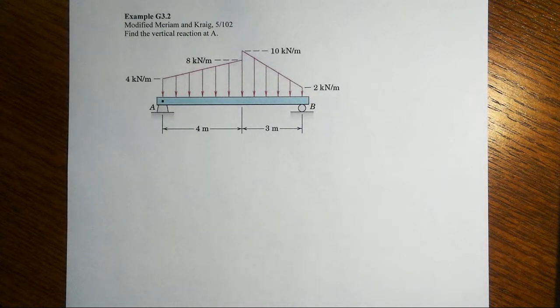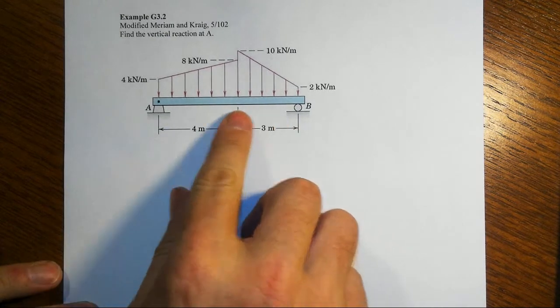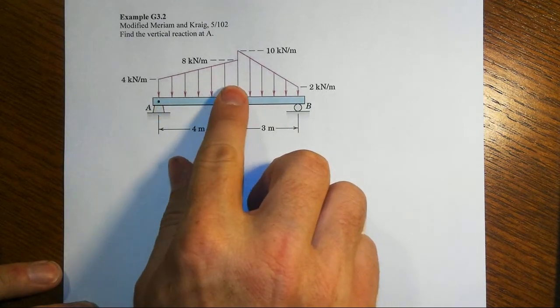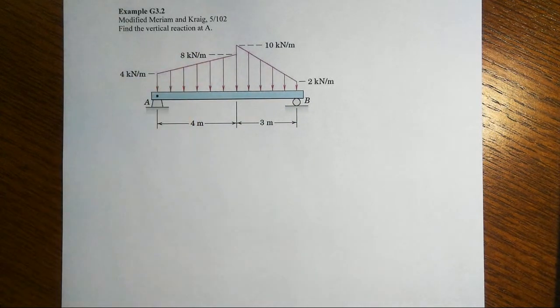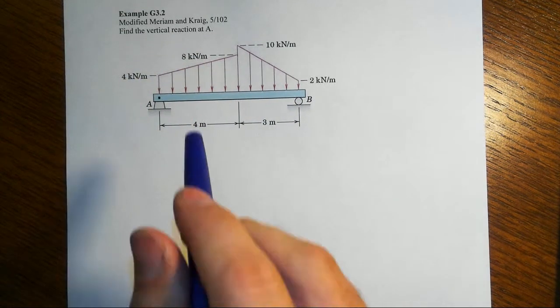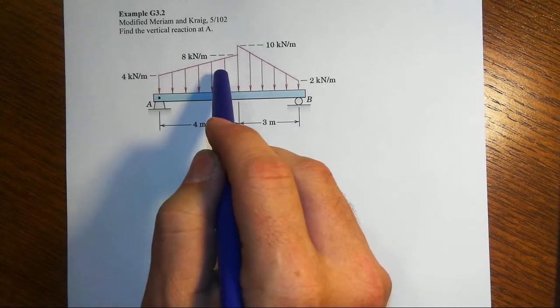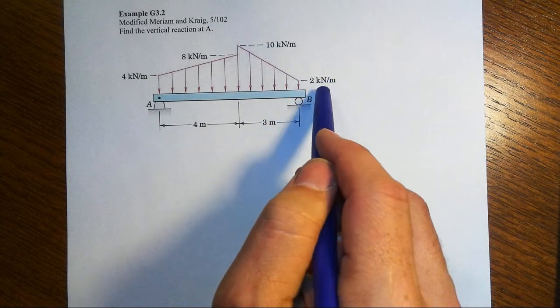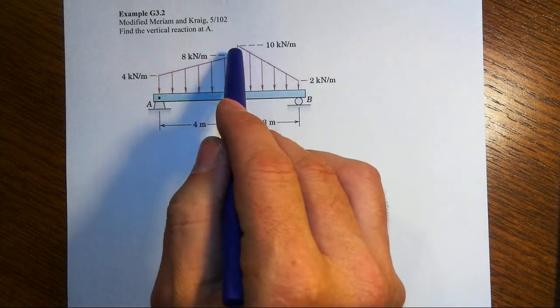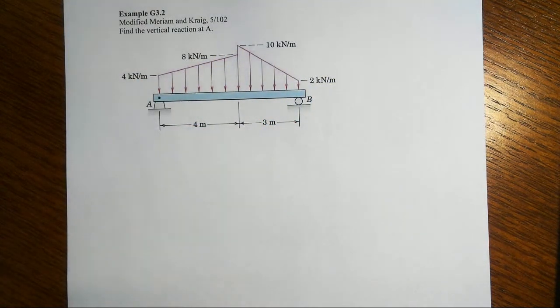Alright, so in this more complicated example of a simply supported beam, we've got a far more complex set of loads here. We're asked to find, in this case, only one reaction, the vertical reaction at A. Notice the units we got: 4 kilonewtons per meter, 8 kilonewtons per meter, 10 kilonewtons per meter, 2 kilonewtons per meter. They're all force per length. They're intensities at different locations of the distributed load.